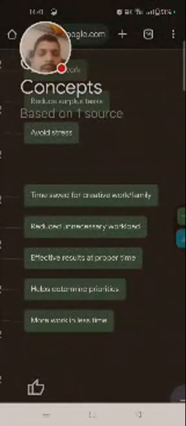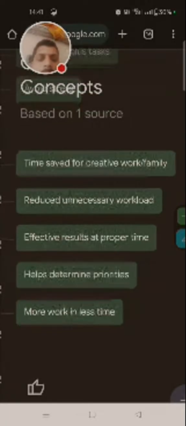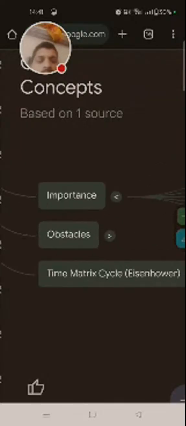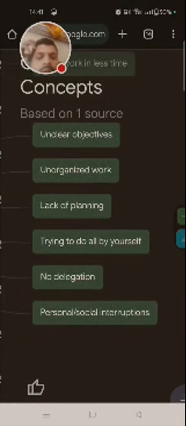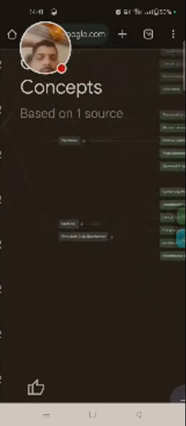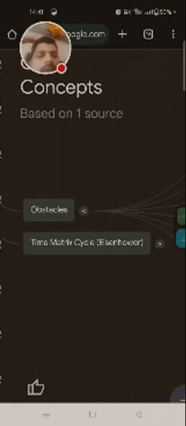Then comes the importance. What is the importance of time management? Time is saved for creativity, work, and family, it reduces unnecessary workload, gives effective results at the proper time, helps determine priorities, and gets more work done in less time. Then comes the obstacles. What are the obstacles of time management? Unclear objectives, unorganized work, lack of planning, trying to do everything by yourself, no delegation, and personal and social interruption.